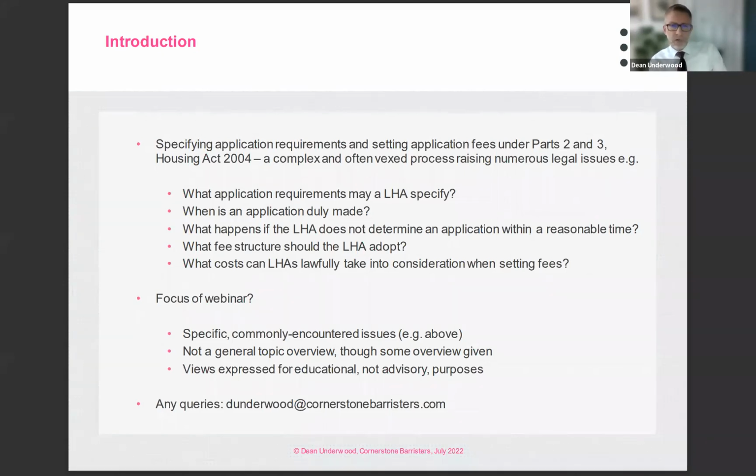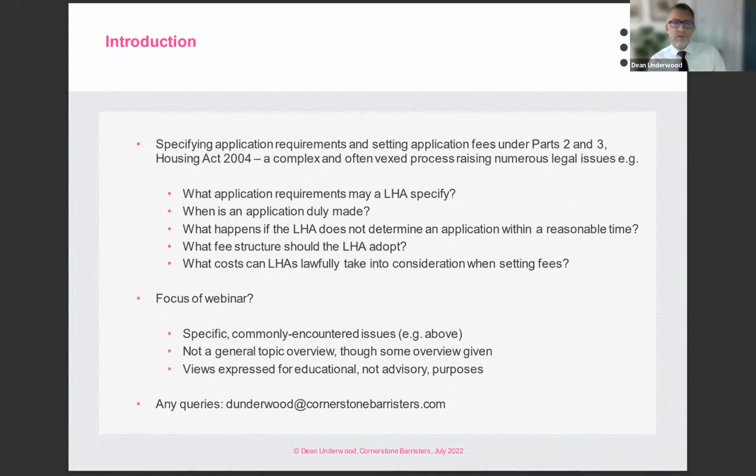And they include the likes of what application requirements can a local housing authority lawfully specify when it creates its application process? When is an application duly made for the purposes of Parts 2 and 3? And we'll come on to that a bit later on. What happens if the local authority doesn't determine an application within a reasonable time? What are the consequences of that? What fee structure should the local housing authority adopt? And this is an issue that frequently recurs and about which I'm asked to express a view. And what costs can local housing authorities lawfully take into consideration when setting their licence fees?